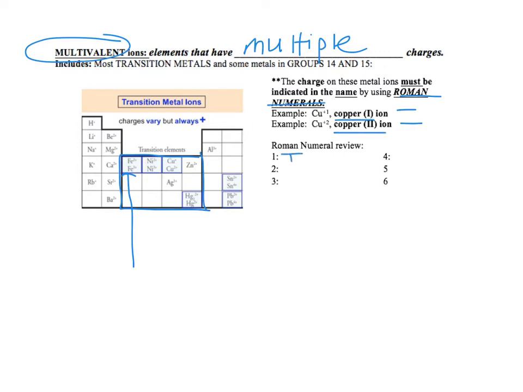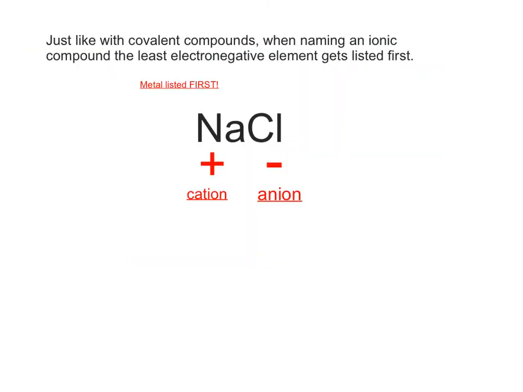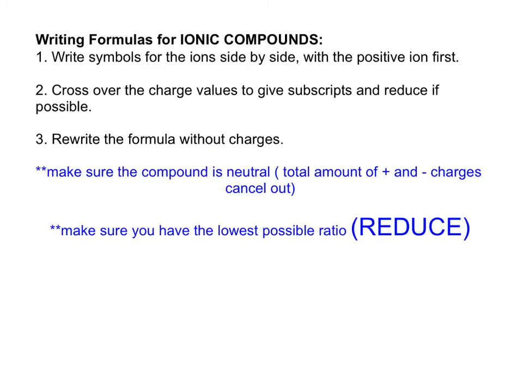So if you remember your Roman numerals, let's just review. We have I for 1, double I for 2, triple I for 3, 4 is IV, 5 is V, 6 is VI. So just like covalent compounds, you name the least electronegative first, which will always be your metal. So name the metal first, then name your nonmetal. So we're going to teach you how to write ionic formulas first, and then we'll go back and name it.